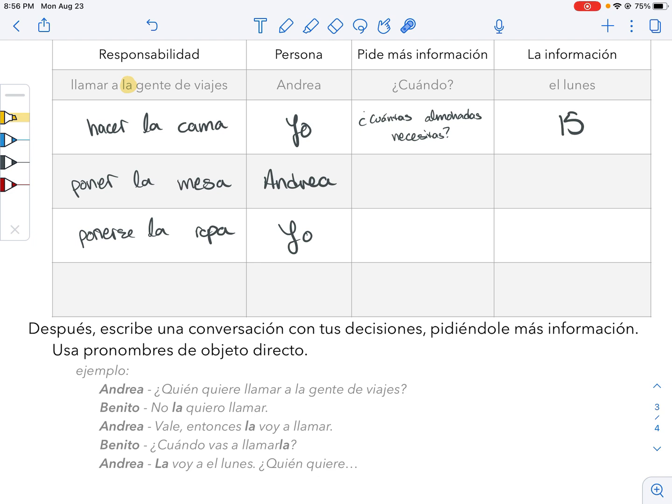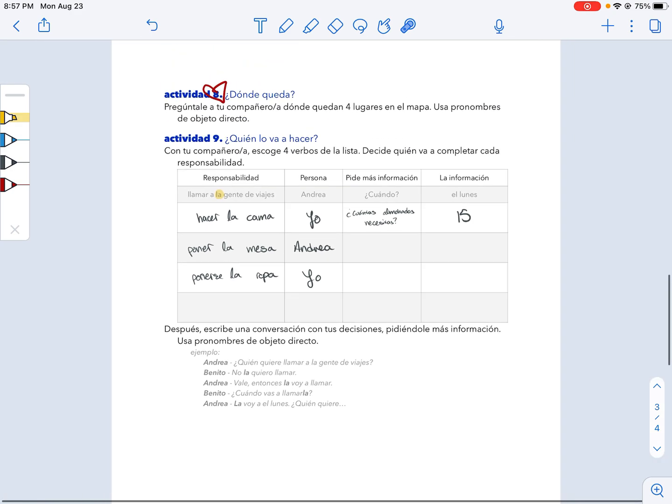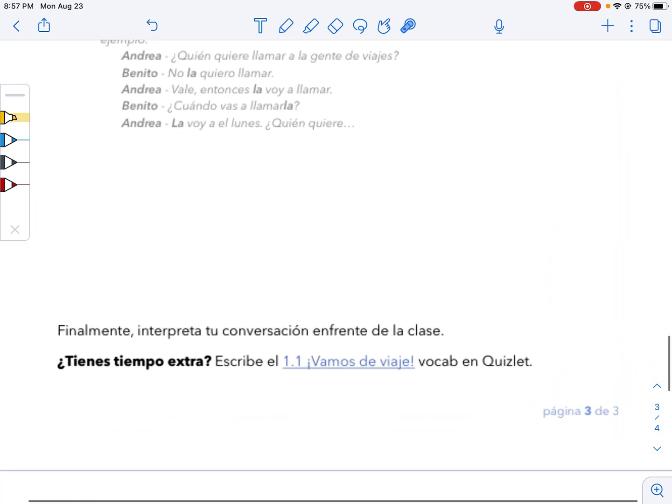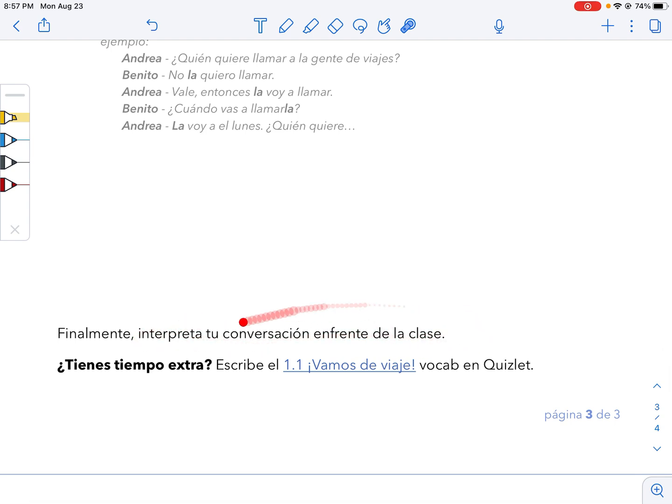Another way this conversation could go is Andrea say, okay, ¿quién quiere hacer la cama? And then I'll volunteer. Oh, yo sí, yo voy a hacerla. And then Andrea can ask me, oh, qué interesante. Oh, gracias. ¿Cuántas almohadas necesitas? I'm like, oh, yo necesito 5 almohadas. And then carrying on with the conversation. So there you go. There's some more freebie examples for you. Be prepared to perform it in front of the class, or maybe create a video if you are by yourself.